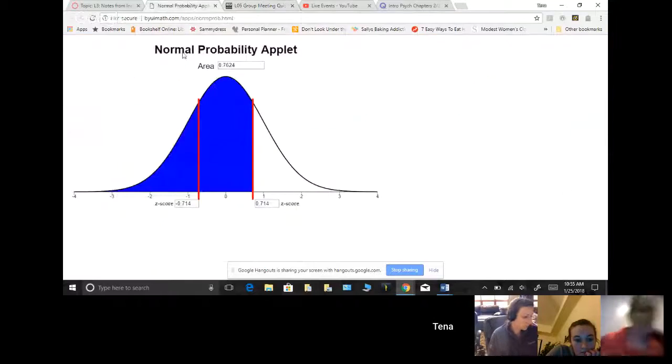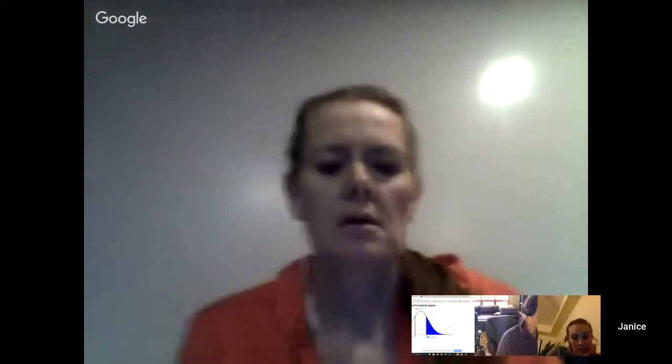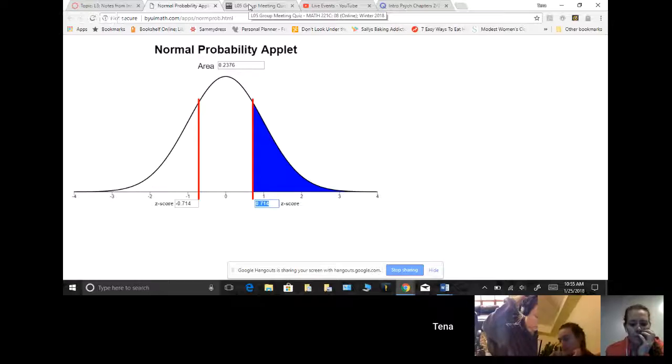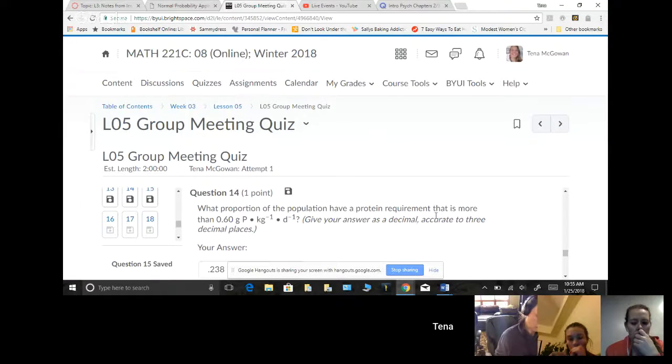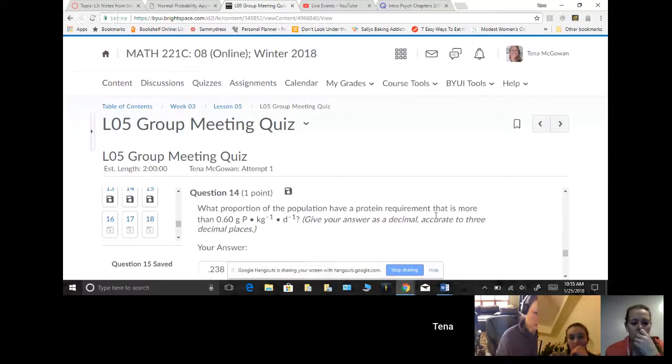No, on 14 it's just going to be the far right side. But it's saying 0.7, because our answer for that, the Z, is negative 0.714. Yes. But it's asking, so that's for everything to the left. No. It's asking for the population with a protein requirement more than 0.60 grams. So that means it'll be to the right. Does that make sense? But to the right of the right one?